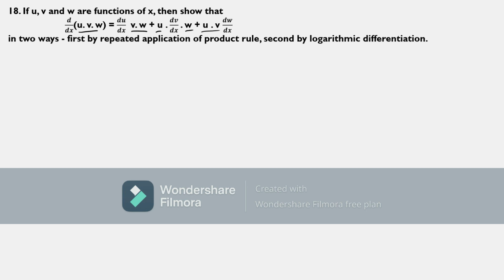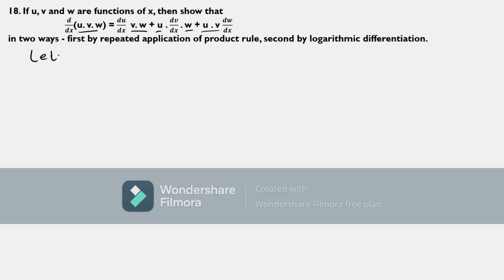I have already told you this rule. Whenever a number of functions are multiplied, you can take the differentiation of only the first function while the other two remain as they are, plus take one more function, differentiate that, and the others remain in constant form. So this way we have already discussed.